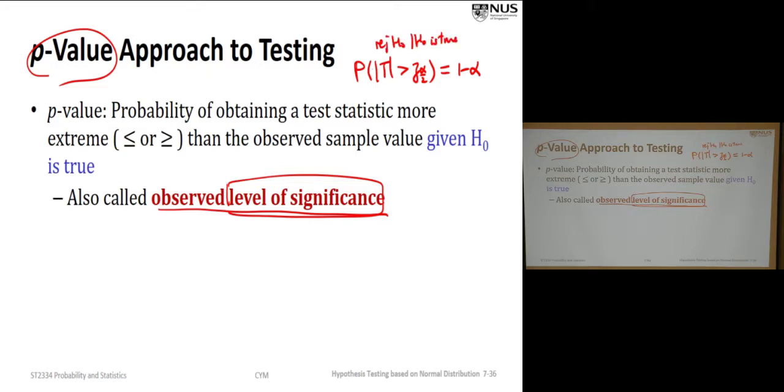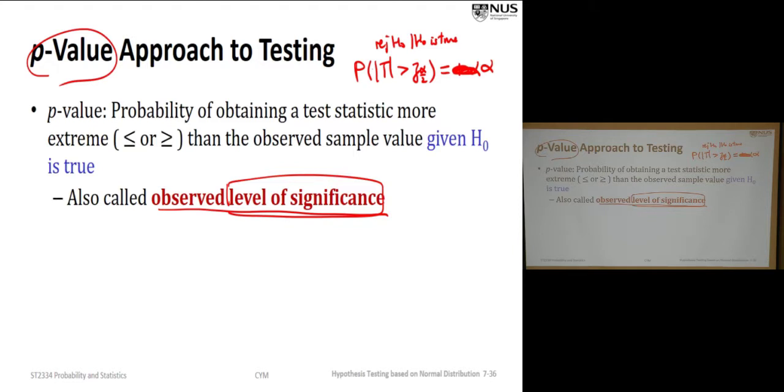Sorry, this is alpha, not 1 minus alpha. Just remember, it's the probability of rejecting the null hypothesis, given the null hypothesis is true. This one, we fix at a certain level. Then we construct our decision rule.